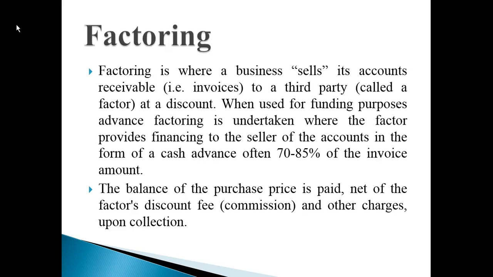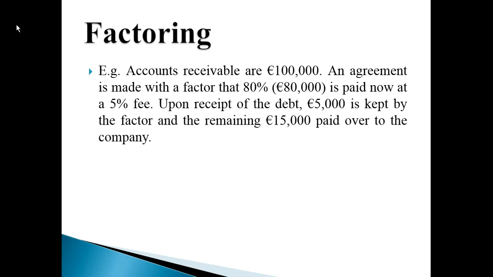Alright, so what happens in factoring is that a firm sells its accounts receivables to a third party, which is the factor, and then they get cash in advance for the invoices. And then when the balance of the purchase price is paid, that's when the factor is paid. That's when you pay the factor his commissions and other charges.